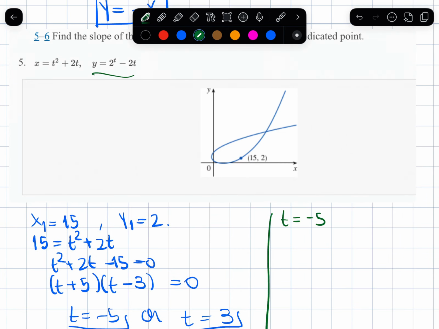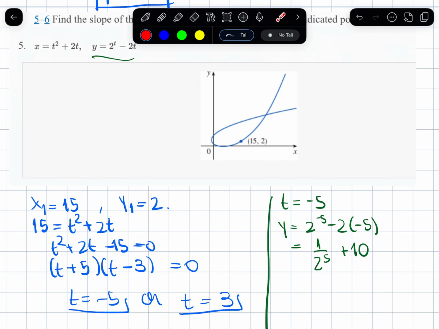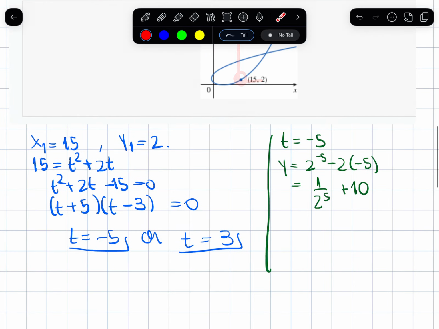And then y is going to be 2 to the power -5 plus 2 times -5. This is going to be 1 over 2 to the power 5 plus 10. 1 over 2 to the power 5 is going to be a small number, positive, that I add to 10. It's going to be over 10. It's not going to be over here. Or I should say it's going to be all the way up here. It's not going to be down here near 2. So it has to be at t equals 3.